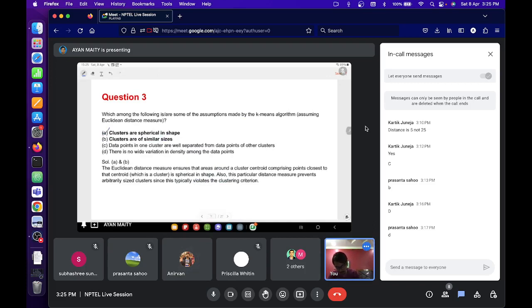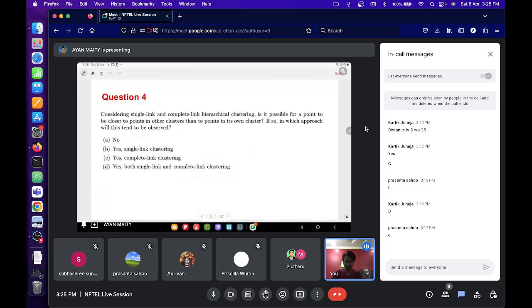These are the 2 correct answers. Now coming to question 4: considering single link and complete link hierarchical clustering, is it possible for a point to be closer to the points in other clusters than to points in its own cluster? If so, in which approach will this tend to be observed?